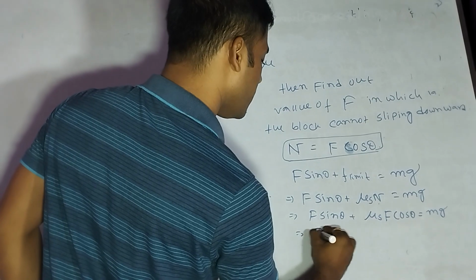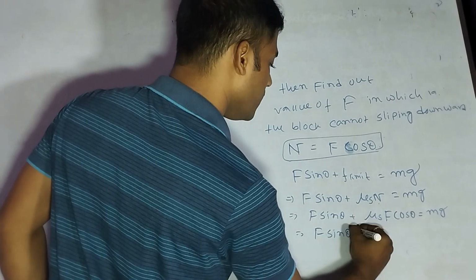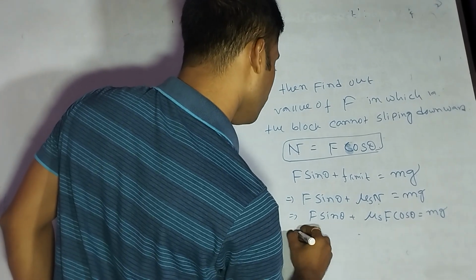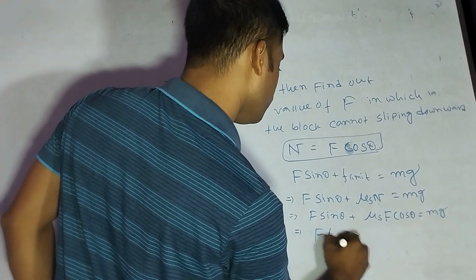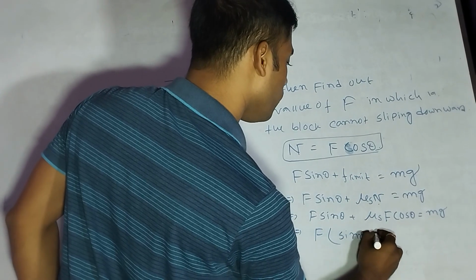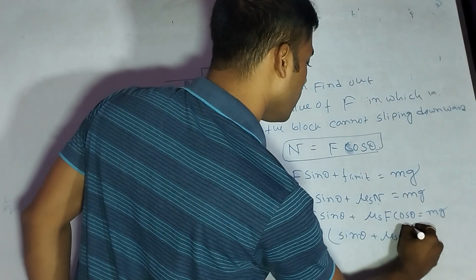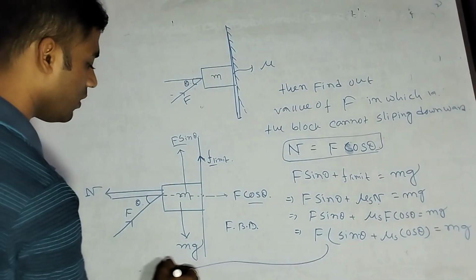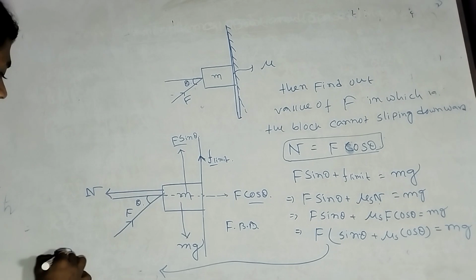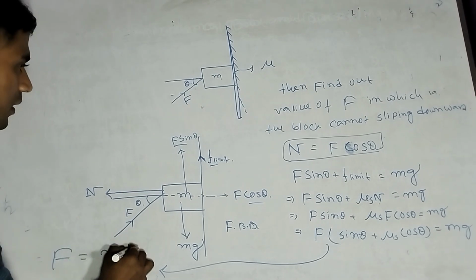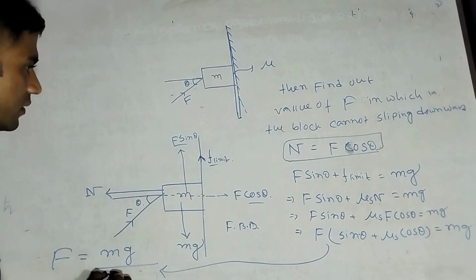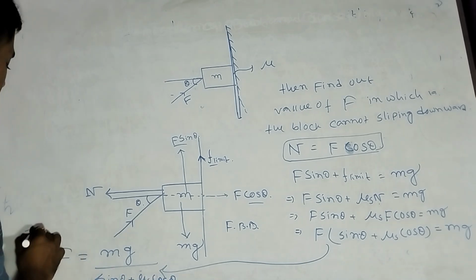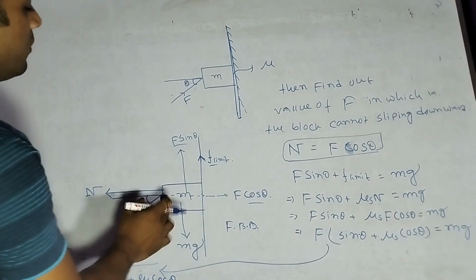Then F sin theta plus mu s F cos theta is equal to mg. The common portion is F. That means F times (sin theta plus mu s cos theta) is equal to mg. According to the equation, the force value is mg divided by (sin theta plus mu s cos theta). This is the force on the wall.